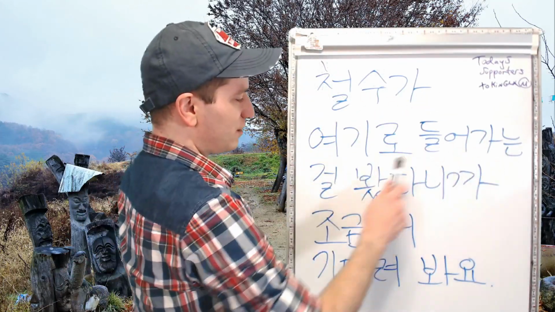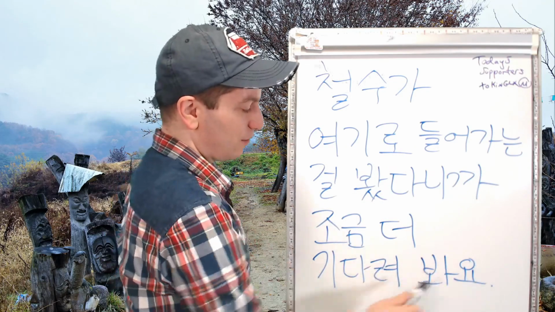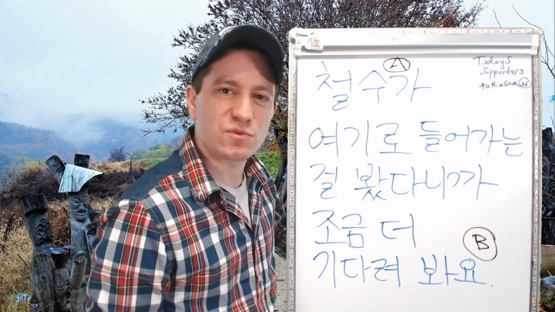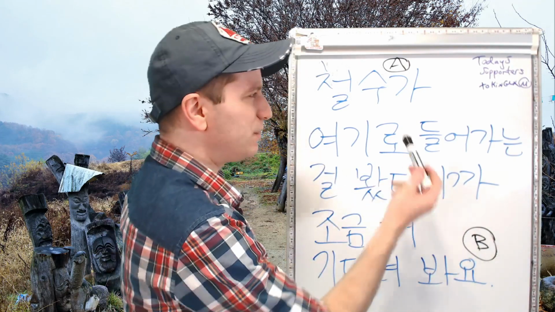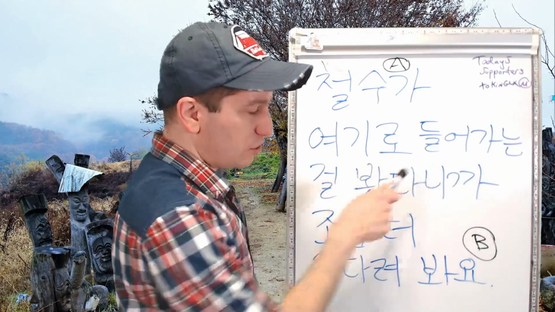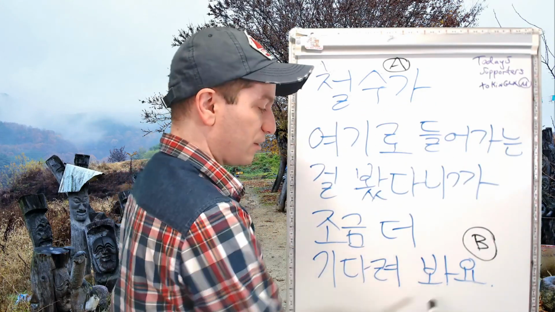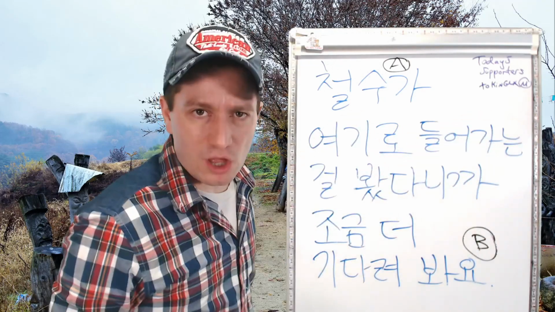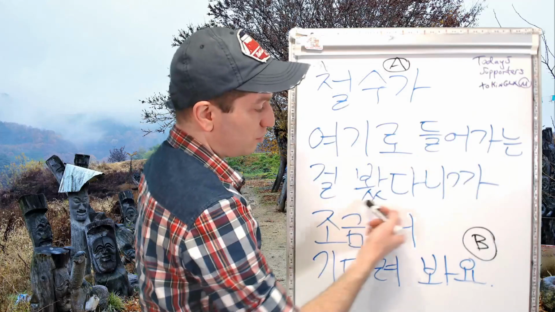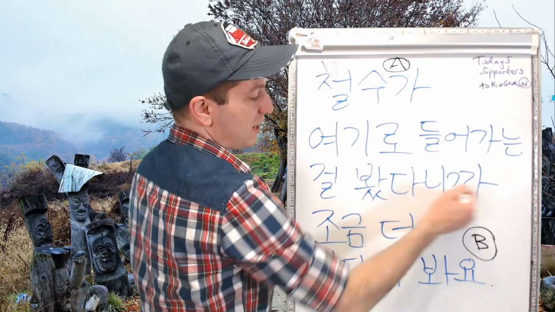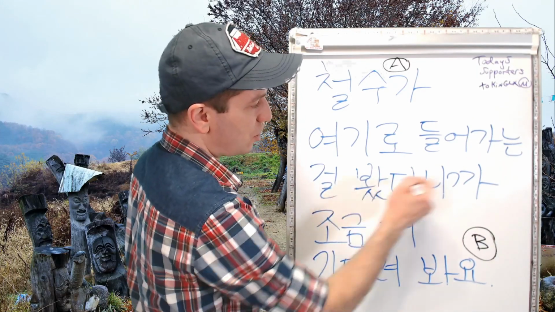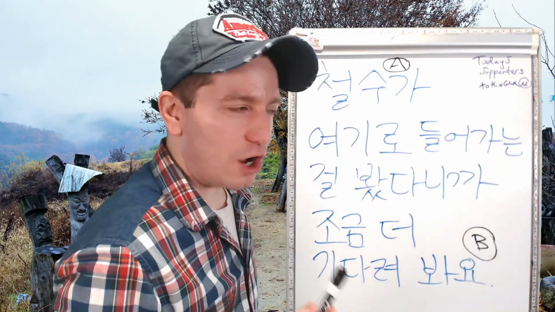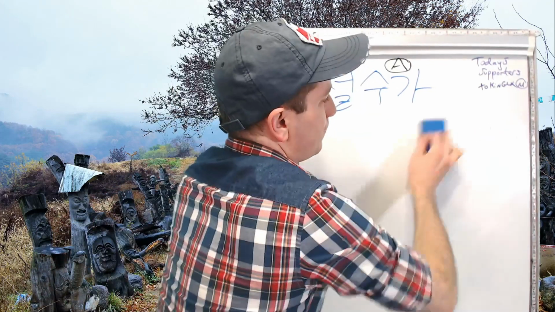철수가 여기로 들어가는 걸 봤다니까 조금 더 기다려봐요. 기다려봐요. Try waiting a little more. Let's wait a little bit longer. We can assume A is going to be someone else. Someone saw 철수 go in here. 조금 더 기다려봐요. So let's wait a little bit longer. Someone said they saw 철수 go in here, so let's just wait a bit longer. 철수가 여기로 들어가는 걸 봤다니까. Because somebody said they saw 철수 go in here. 조금 더 기다려봐요. So you wait a little bit longer, or let's wait a little bit longer.